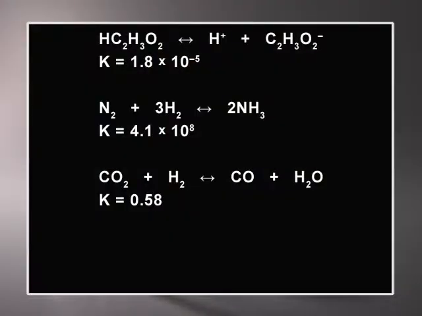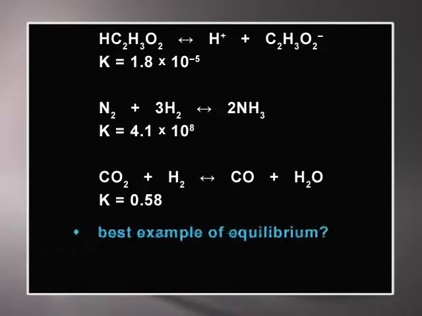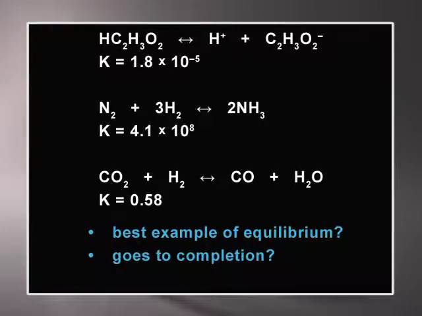If necessary, stop the video and try to answer these questions. Of the 3 reactions given here, which would you consider to be the, quote, best example of equilibrium? By that I mean, which reaction would tend to have a significant amount of both products and reactants when it reaches equilibrium? Which reaction would you say, for all practical purposes, quote, goes to completion? And for which of these three reactions would you tend to say the reactants are favored?